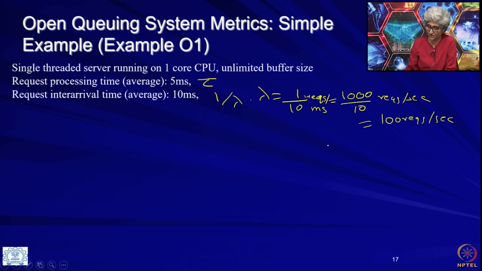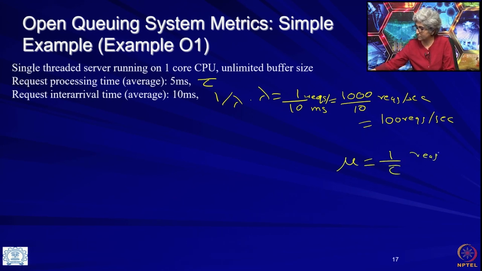So, lambda is 100 requests per second, and what is mu? Mu is actually 5 milliseconds. So, this is 1 by tau in terms of requests per millisecond.